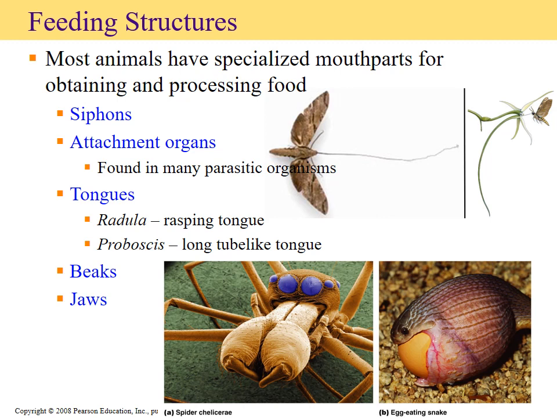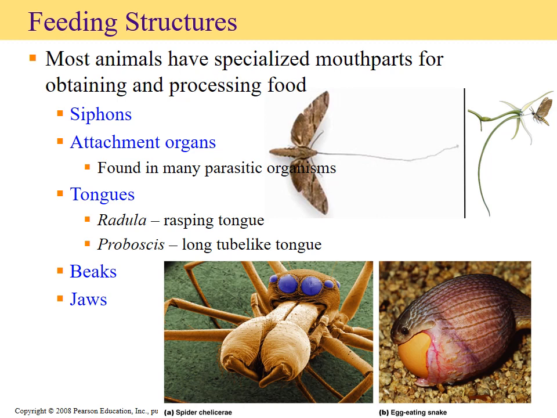A lot of parasitic organs will have specialized anchoring organs that will allow them to attach and not fall off as they're feeding off their prey. There are different forms of tongues, like snails tend to have a radula, which is more like a rasping, sharp-edged looking tongue. There can be these longer tube-like tongues like a proboscis.